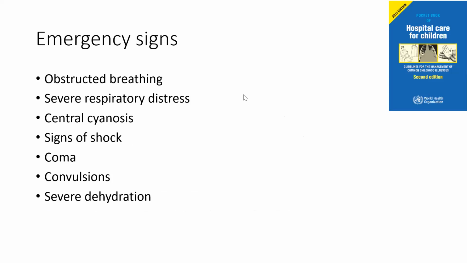So this child had some emergency signs: seemingly obstructed breathing with marked wheeze and prolonged expiratory phase, severe respiratory distress, and was hypoxic, with saturations of 82. So you would say that this child had at least 3 emergency signs. You only need to find one, and then you should provide emergency treatment. So what sort of emergency treatment would you provide for this child?